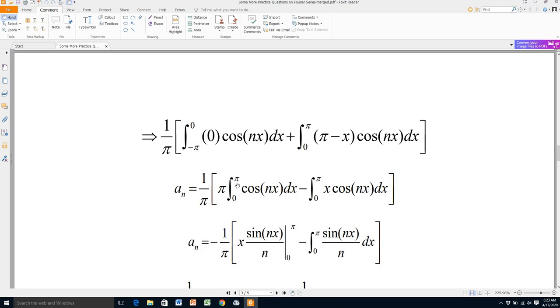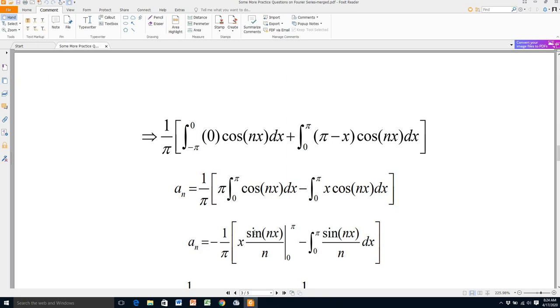And you see here what its limits are, that is 0 and pi. Here you have sine. When you evaluate sine at pi, the value of sine at pi is equal to 0, and similarly the value of sine at 0 is equal to 0. So this total term becomes 0.